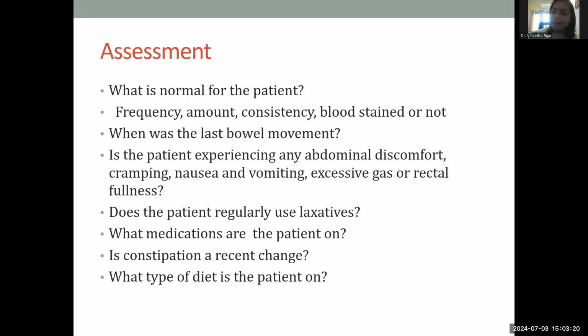What type of diet is the patient on? Is the diet deficient in fluids? Fiber is also important enough.